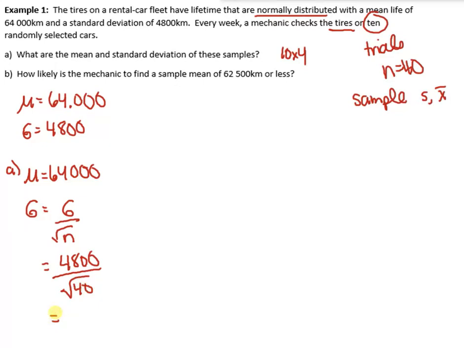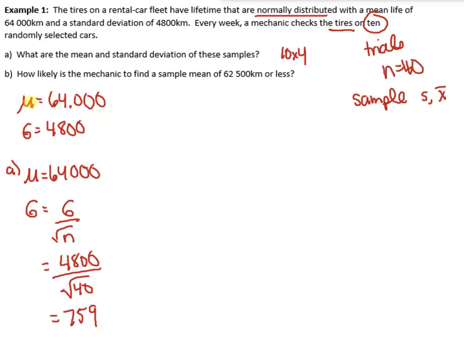If you just punch that into your calculator, we get 758.946, so let's round to 759. 759 would be our sigma.